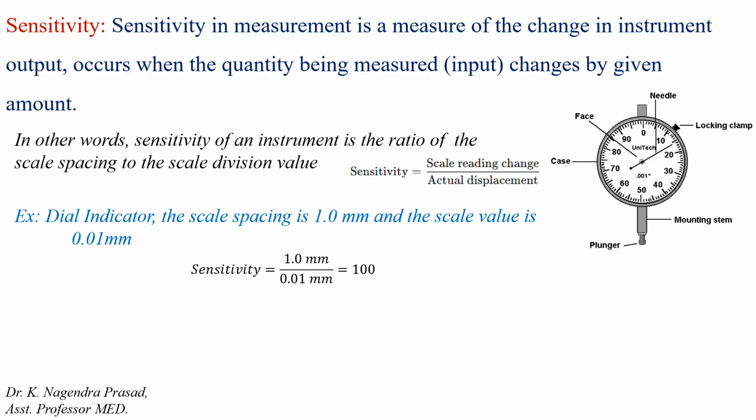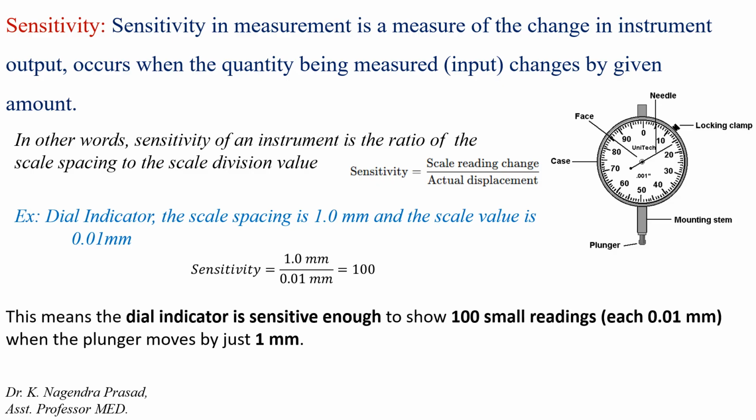You have to see one example, that is the dial indicator. In the dial indicator, the scale spacing is 1 mm and the scale value is 0.01 mm. So sensitivity is equal to 1 mm divided by 0.01 mm, which is equal to 100. So this means the dial indicator is sensitive enough to show 100 small readings when the plunger moves by just 1 mm.